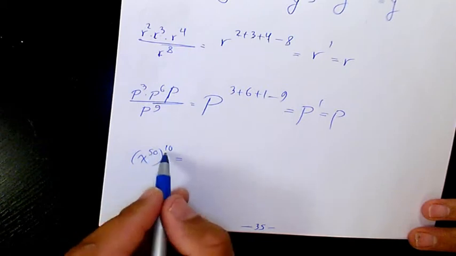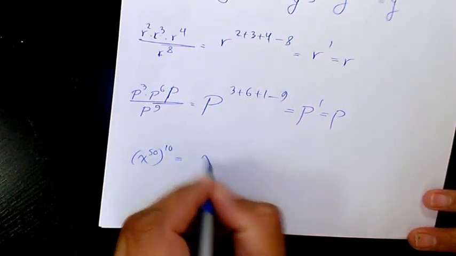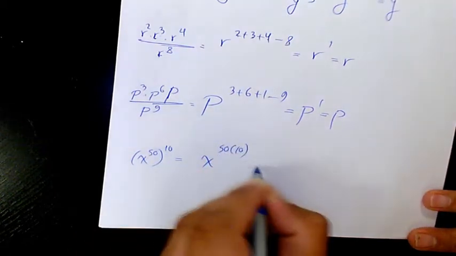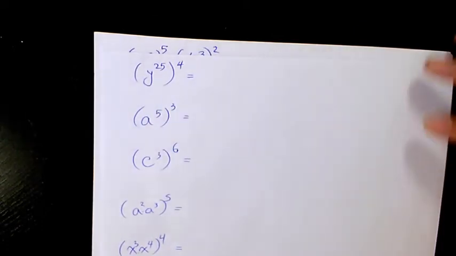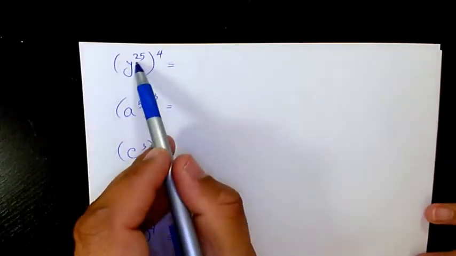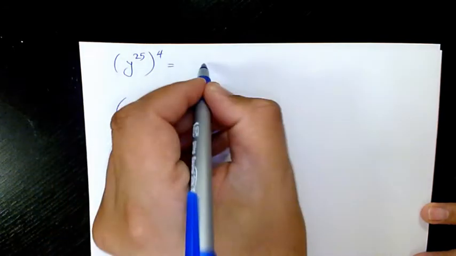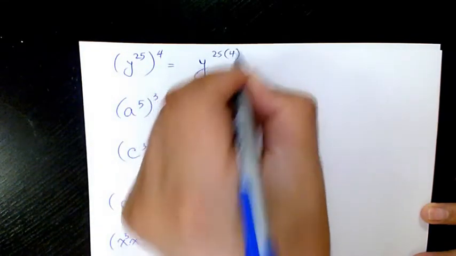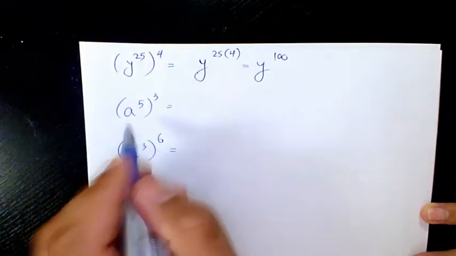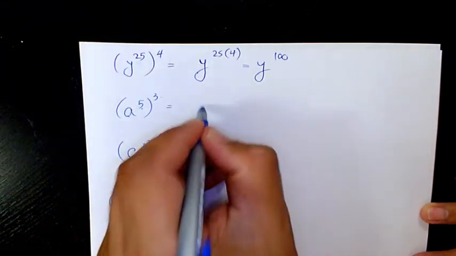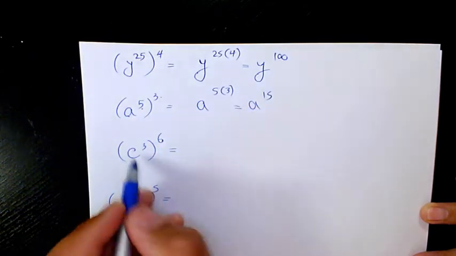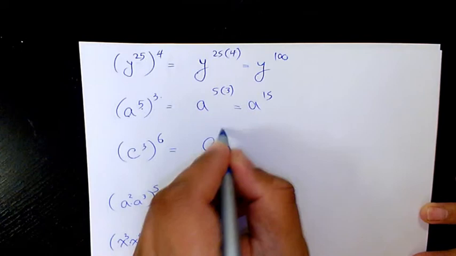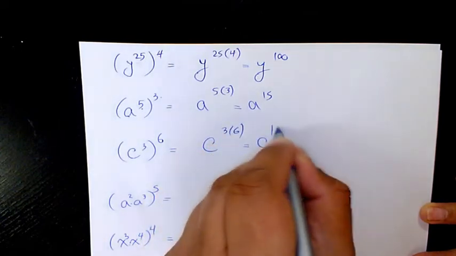x to the power of 50 to the power of 10. So it's going to be 50 times 10. It's going to be x to the power of 500. y to the power of 25 to the power of 4 is going to be y to the power of 25 times 4. It's going to be y to the power of 100. a to the power of 5 to the power of 3 is going to be a to the power of 5 times 3. It's going to be a to the power of 15. c to the power of 3 to the power of 6 is going to be c to the power of 3 times 6, which is c to the power of 18.